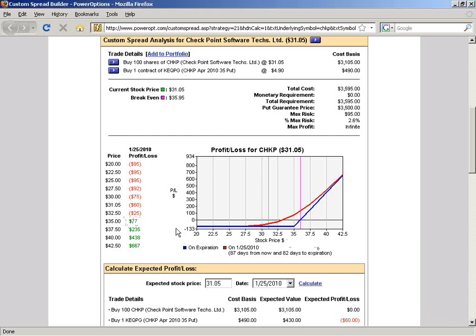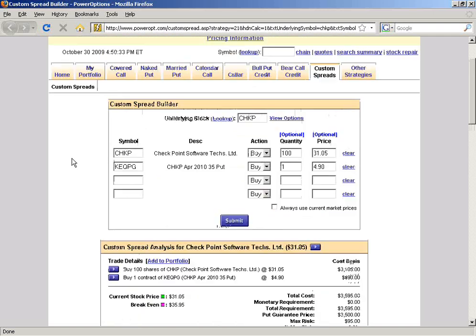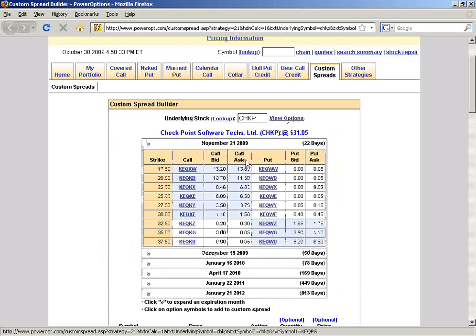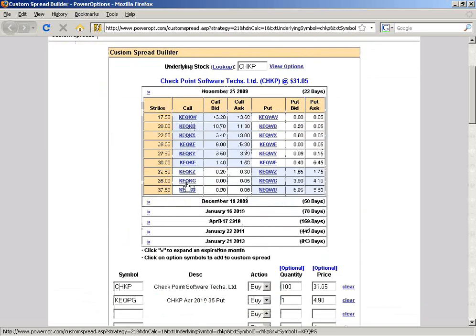Well, Joseph, what we show you is, let's just take this Checkpoint married put, and I'm going to go ahead and add a covered call position. Okay, we're in the custom spread tool. I linked to the profit and loss chart. Okay, what I'm going to do is I'm just going to add a November option to this position. Now we bought the 35 put.